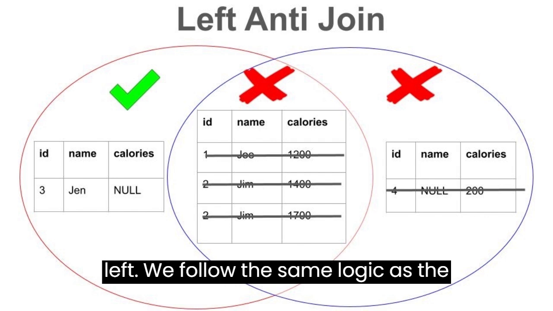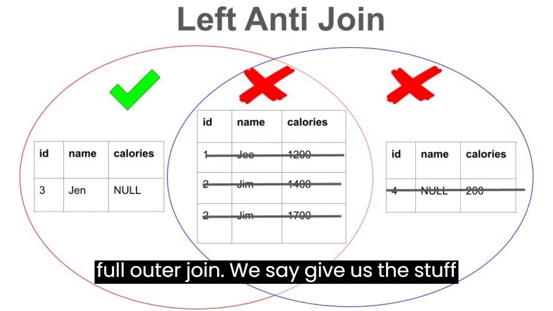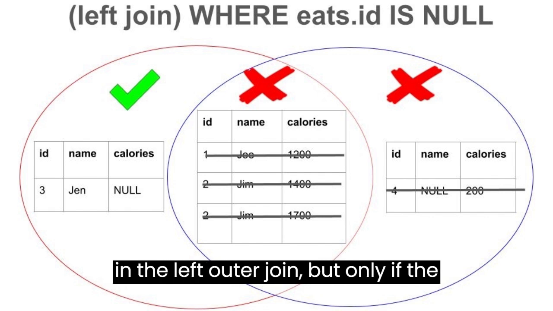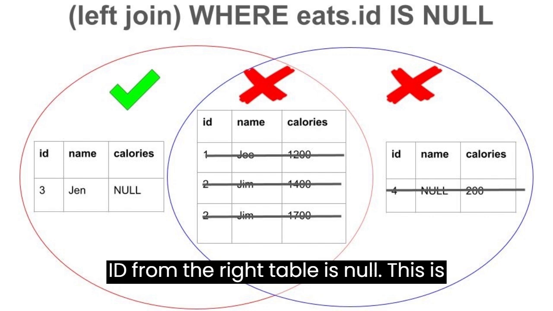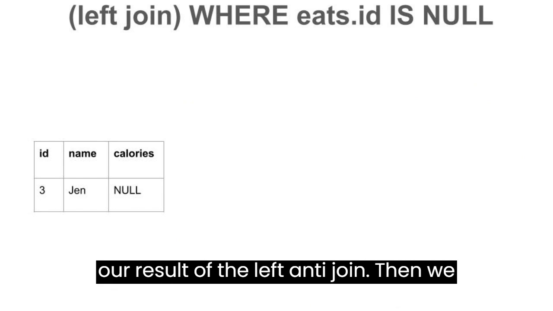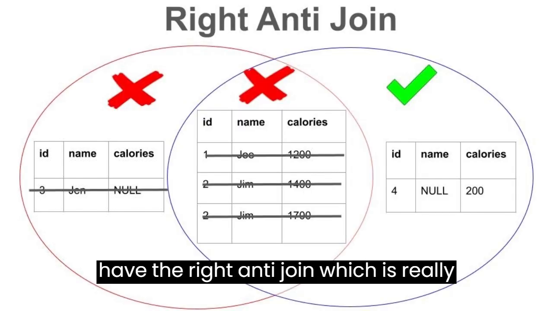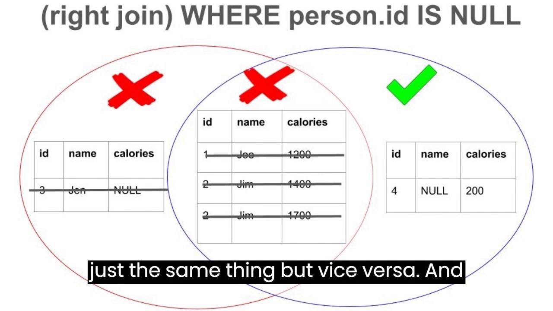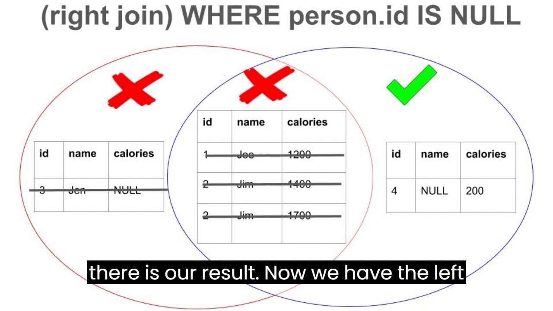We follow the same logic as the full outer join. We say give us the stuff in the left outer join, but only if the ID from the right table is null. This is our result of the left anti-join. Then we have the right anti-join, which is really just the same thing, but vice versa. And there is our result.